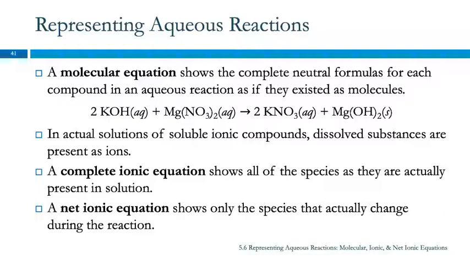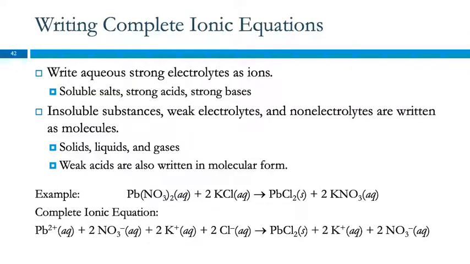This shows only the things that actually change. So in this equation up here, potassium was soluble to start with, and it's still soluble, just hanging out by itself. Did anything really happen to the potassium? Did it get involved in a relationship? No, it's unchanged. We call those spectator ions. So we're not going to include those in our net ionic equation. Let's talk about the complete ionic equations first.